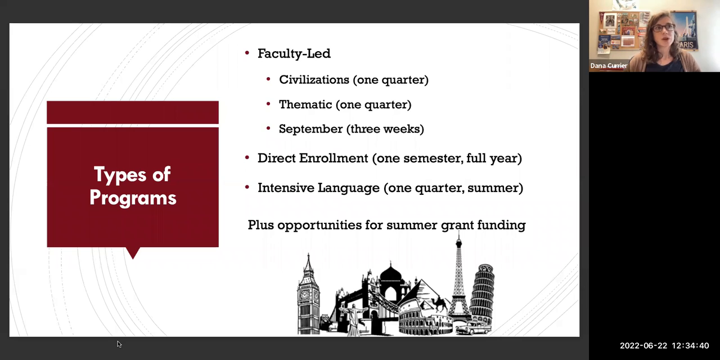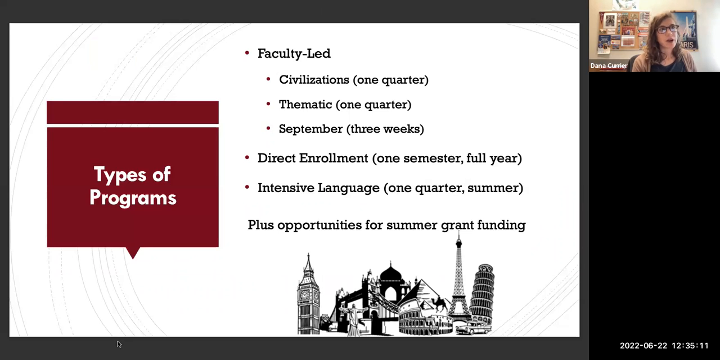But that's definitely a more immersive experience where, at least for that period, that term, you're enrolling at that foreign university and taking classes with full-time students who attend that university. And then we also have a few intensive language programs that really focus on language acquisition as the main goal of the program. We do have a few of those.